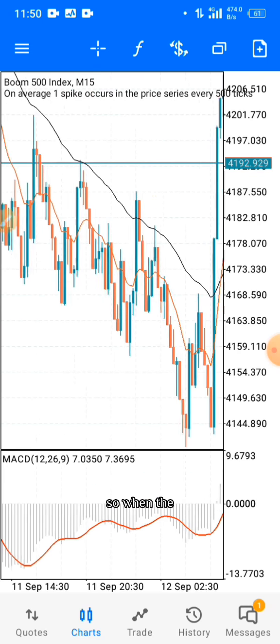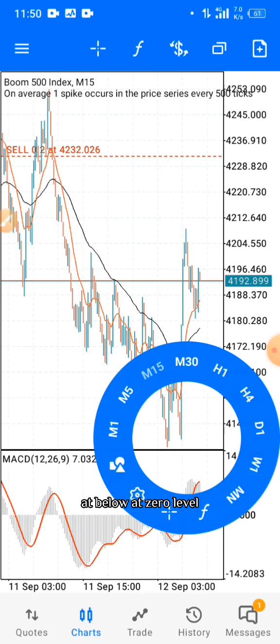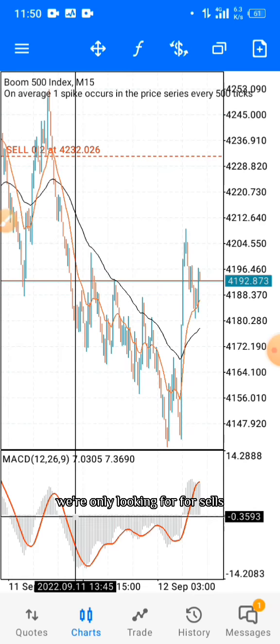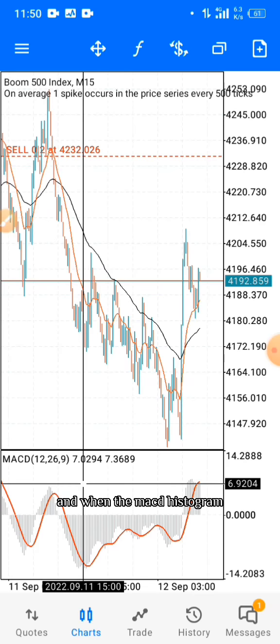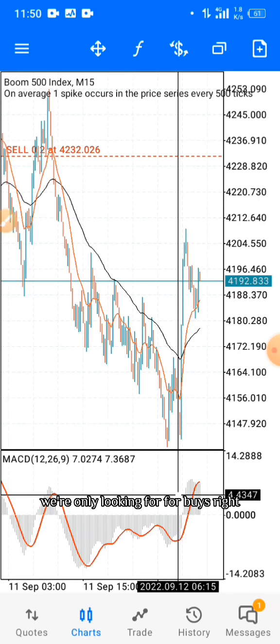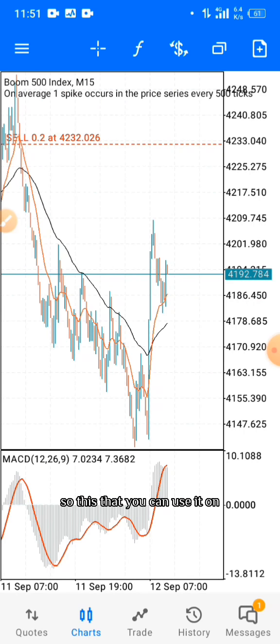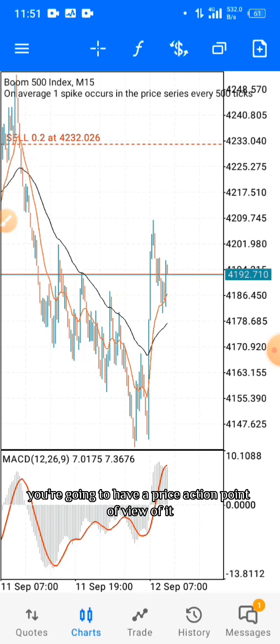So when the MACD histogram, the small gray bars, are below the zero level, we're only looking for sales. And when the MACD histogram is above the zero level, we're only looking for buys, right? This strategy, you can use it either for catching spikes or for scalping ticks, right? So obviously you're going to have a price action point of view of it.